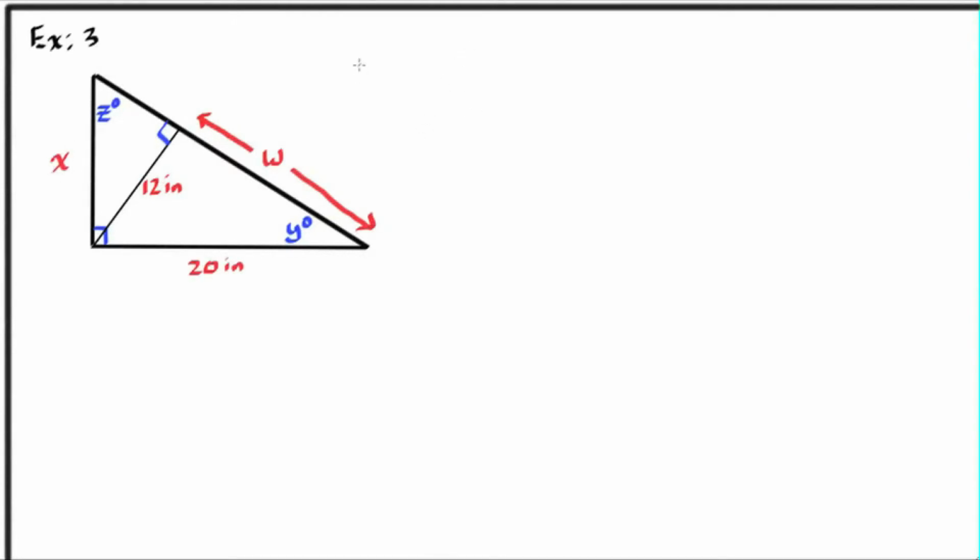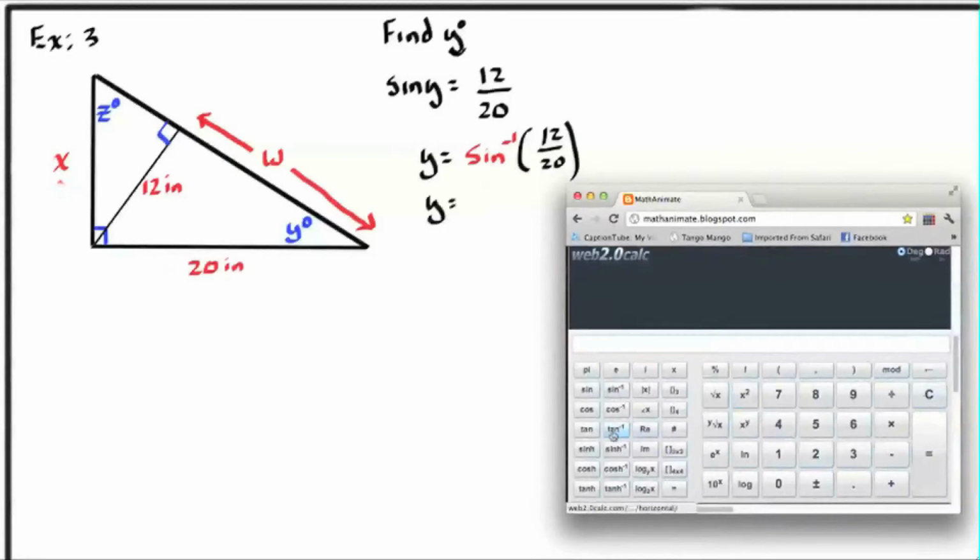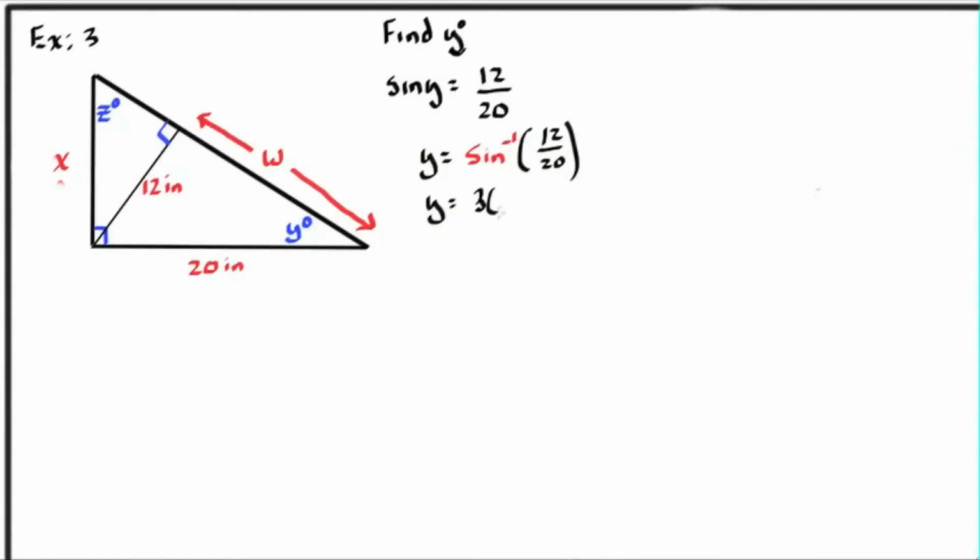So the first thing I need to do is find angle y, and I have a side opposite and the hypotenuse. So I can use the inverse sine to find the angle y. Whenever we're looking for an angle, we need to use the inverse. So 36.9 degrees is y. Now I can find everything now, x, or angle z.